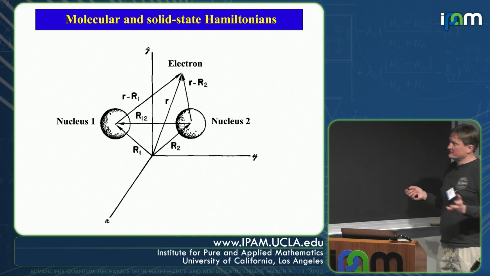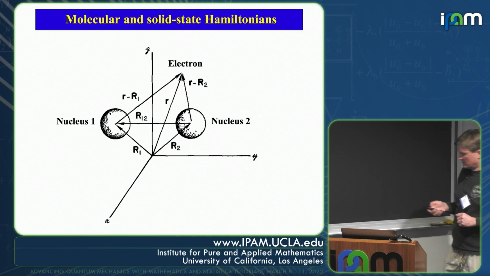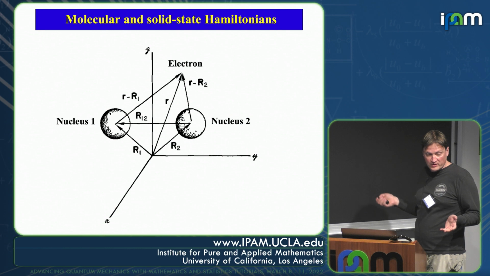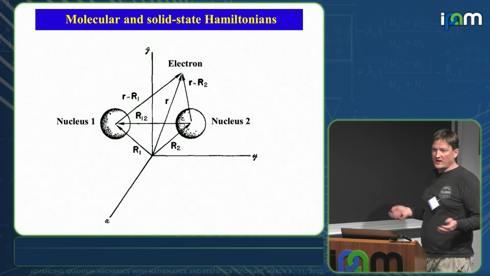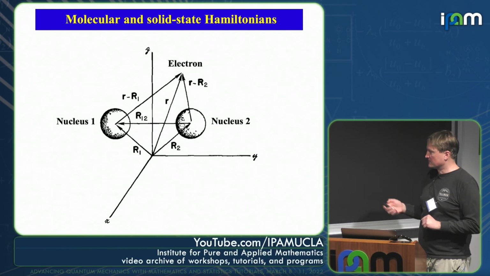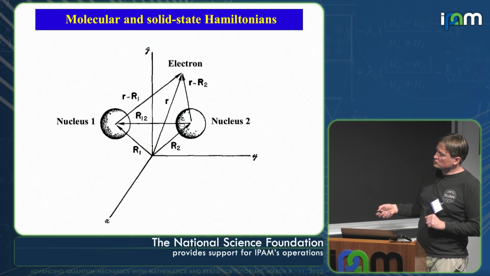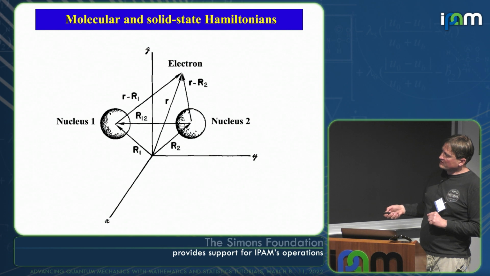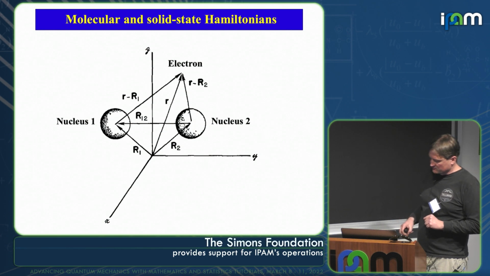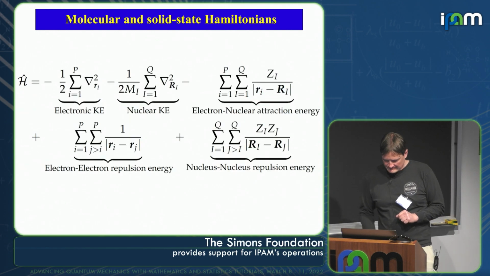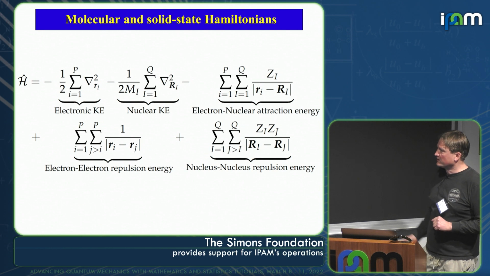So in general, if you have a molecular solid-state system, then you have several nuclei typically, and you also have several electrons, right? So the simplest system is this one. You have a single electron in the presence of two nuclei. You have to define your reference frame here and the positions of the nuclei, and the electron interacts with both of these nuclei.